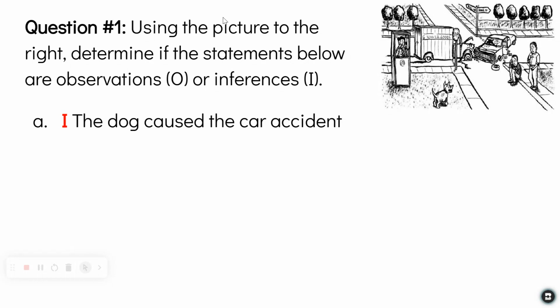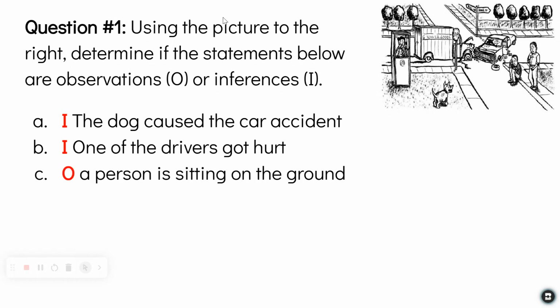The first one is the dog caused the car accident. This would be an inference because we do not know for sure if the dog caused the car accident. We're assuming the dog did based off of the picture. B, one of the drivers got hurt. Again, this is an inference. We know that someone's hurt, and we are assuming, based off of our knowledge of the picture, that it is the driver, but we do not know for sure. So that would be an inference.